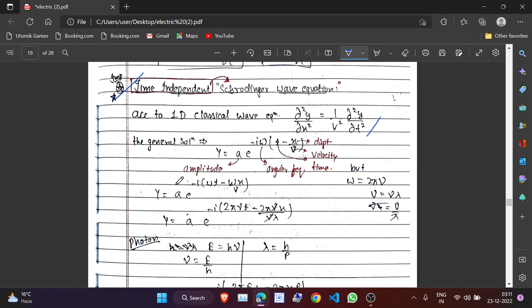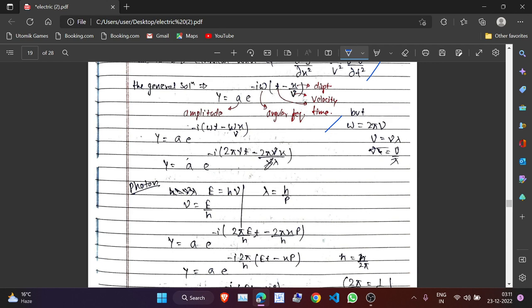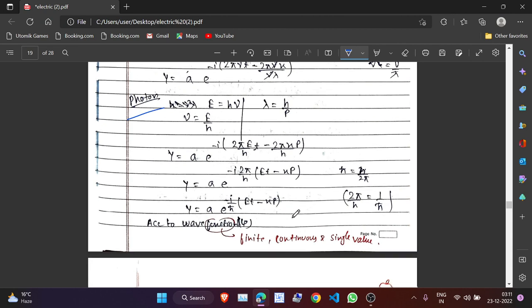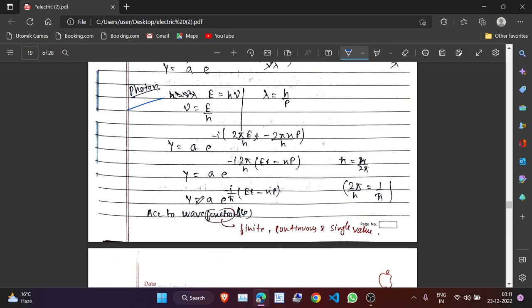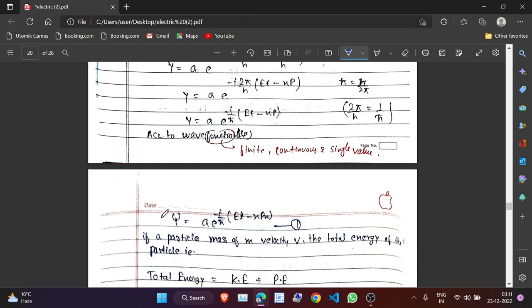So if y is equal to a e to the power minus i omega t minus omega x upon v, let us put the formula for omega. Omega is equal to 2 pi mu, and mu is equal to v upon lambda. After putting the value, we cancel out v. For any photon, the energy is equal to h mu, so mu is equal to E upon h, and lambda is equal to h upon p. After putting the values, we get the function y is equal to a e to the power minus i upon h bar (Et minus x px). So psi is equal to a e to the power minus i upon h bar (Et minus x px).